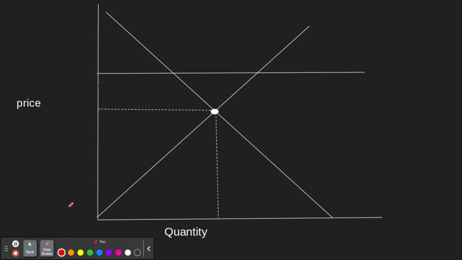Consumer surplus would be located on a graph here, without this white line. Producer surplus would be set below the equilibrium line. When a price floor is set, it would take away some of the consumer surplus and then in turn make it producer surplus.